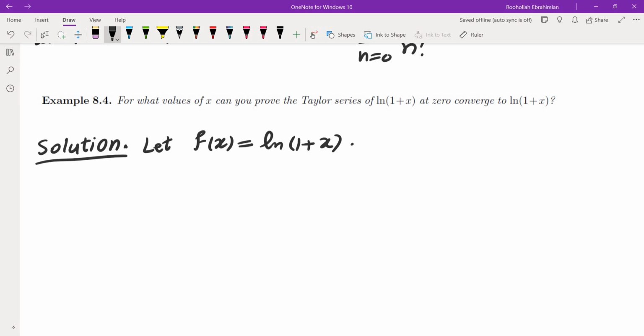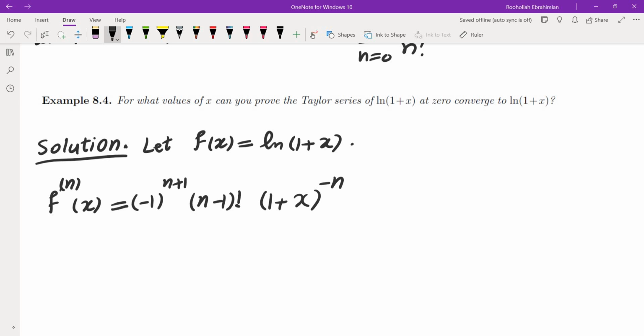Okay, so let's see what the question says. It says, for what values of x can you prove the Taylor series of natural log of 1 plus x at 0 converges to natural log of 1 plus x? Let's try and see for what values we can do that. Okay, first of all, if we look at the nth derivative of that, and this is something we did a couple videos ago. So we have that f^(n) of x is equal to, I believe it was negative 1 to the power of n plus 1, n minus 1 factorial, 1 plus x to the power of negative n. I believe that was the nth derivative of this function.